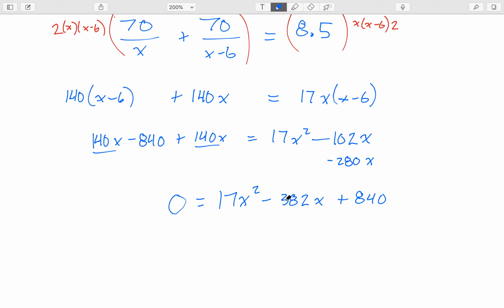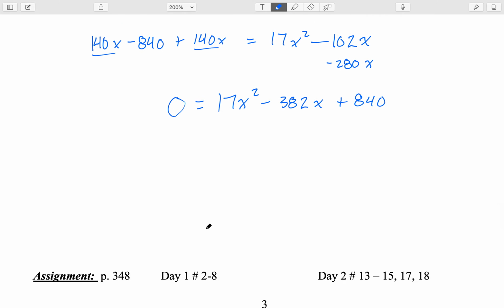Hang on. Can I divide out 17? Is 840 divisible by 17? No. This one's definite. So this is not going to be very nice numbers at all. So now what? x is equal to negative b plus or minus the square root of b squared minus 4ac all over 2a. Okay, I have to use the quadratic formula. I have no choice because I'm not going to factor this thing. 17 times 840, well, whatever.